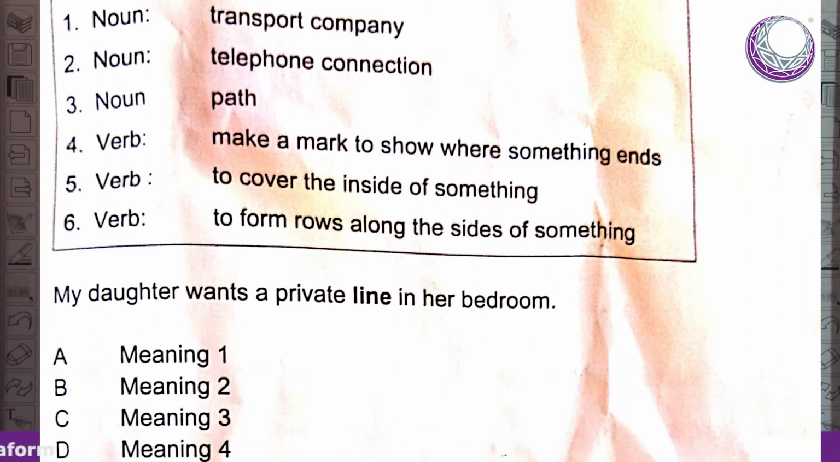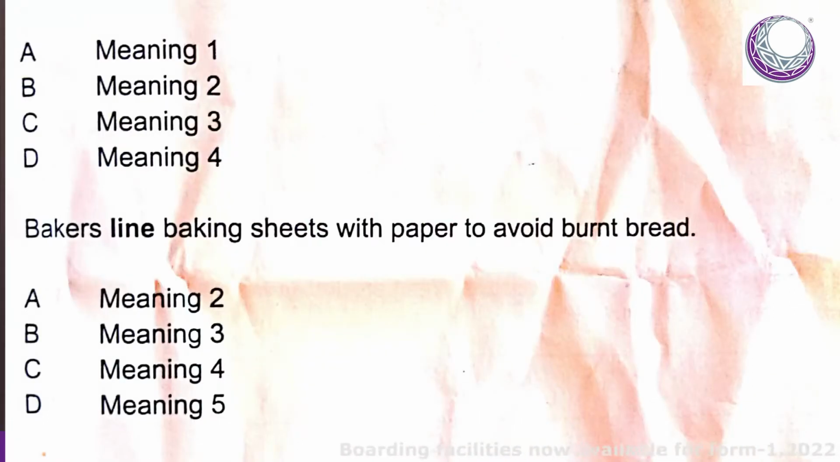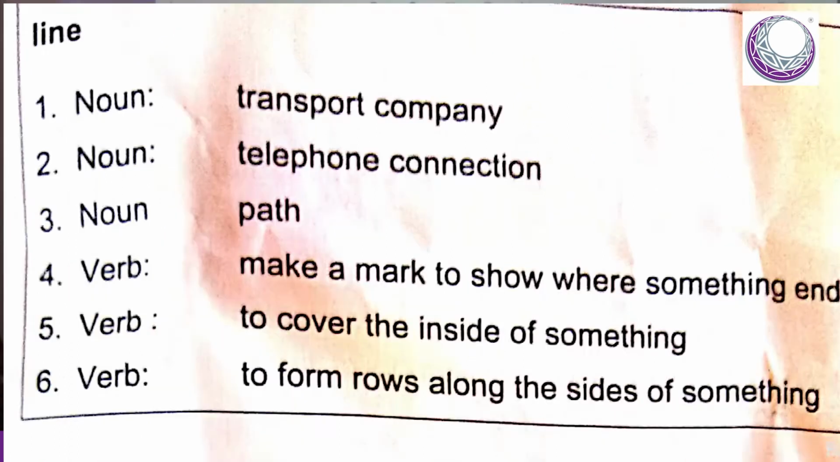We can go to the second question. It says bakers line baking sheets with paper to avoid burnt bread. This is common and people do it often when they bake. When they bake in their homes, they make sure that they line the pans, their baking tins with paper. So which one would qualify there? So we can go down and search: to cover the inside of something, to make a mark, to form rows along the sides of something. If you look at this one, the correct answer should be meaning 5 here, to cover the inside of something.